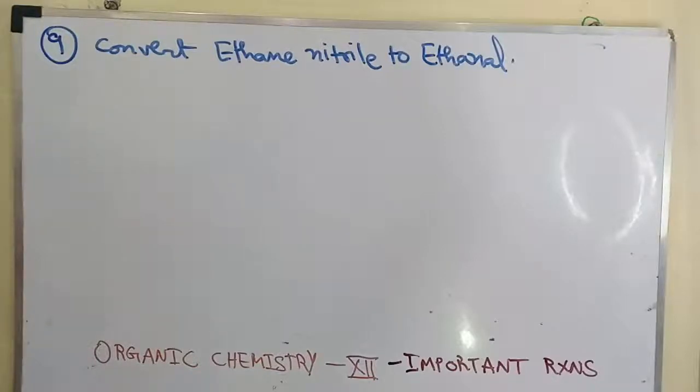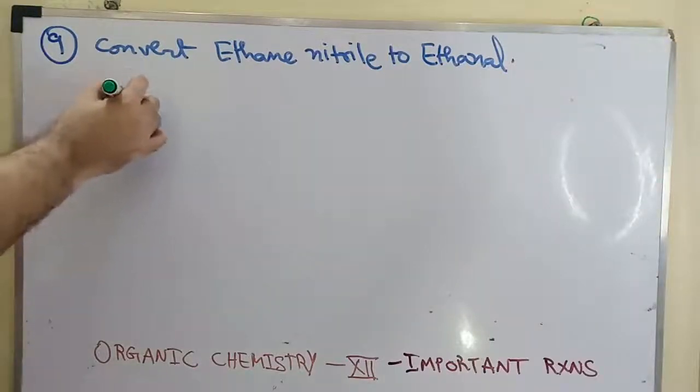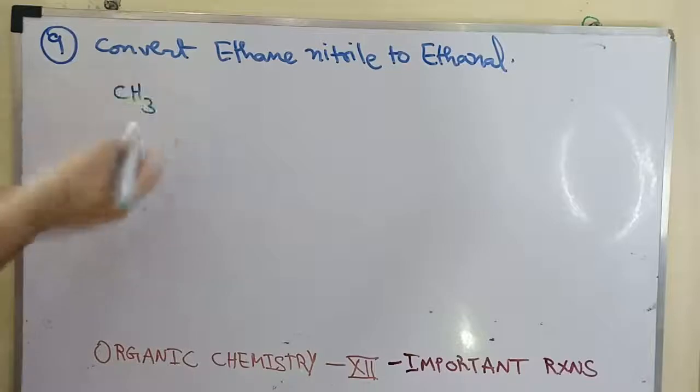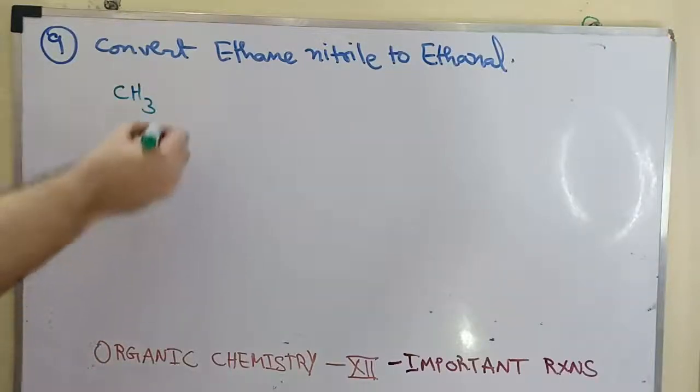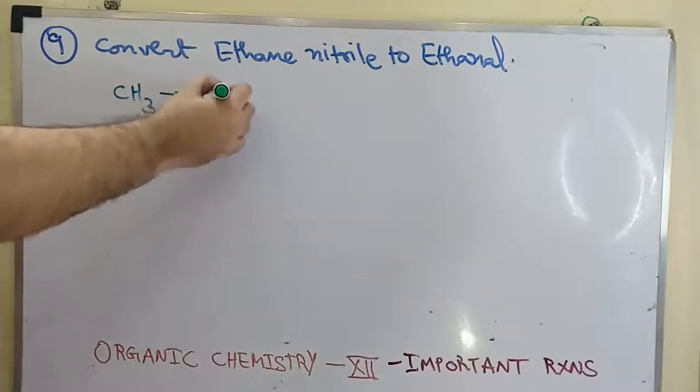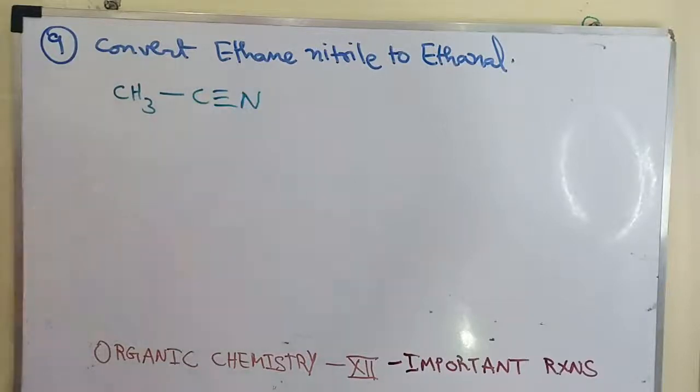Convert ethane nitrile to ethanal. So what is ethane nitrile? First of all, let's see that. Ethane refers to two carbons should be there. Nitrile refers to cyanide group. So that's nothing but methyl cyanide.